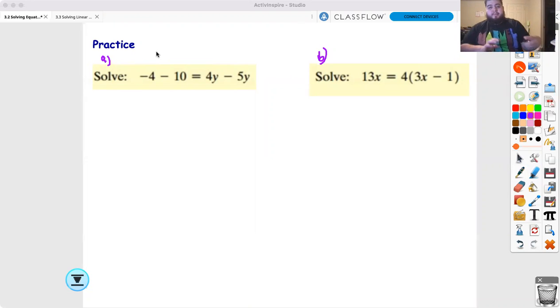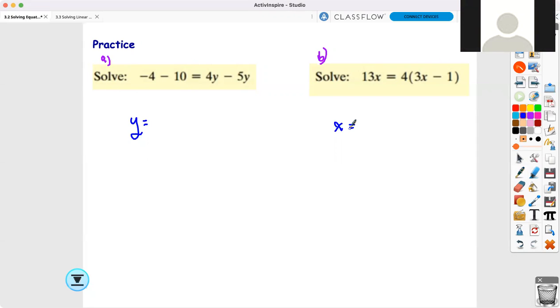Guys, do you have any potential solutions for A or B? Want to share? Or does anyone need more time? I got -4 for B. x equals -4. Cool. Anyone agree for x equals -4 for B?